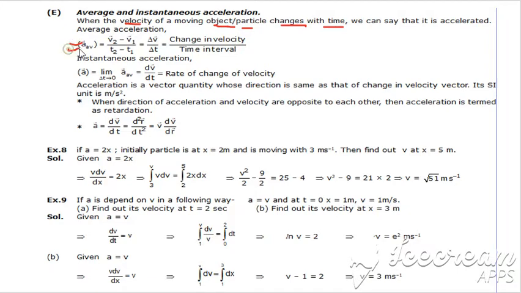In case of average acceleration, we say it is the change in velocity upon the time interval. In case of instantaneous acceleration, we define it as the rate of change of velocity with respect to time. That means dv upon dt, so this d upon dt becomes a rate of change. Acceleration is a vector quantity and its direction is the same as the direction of change in the velocity vector. Whenever the directions of acceleration and velocity are opposite, we call it retardation or deceleration.